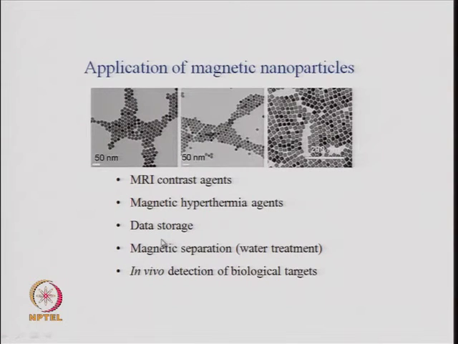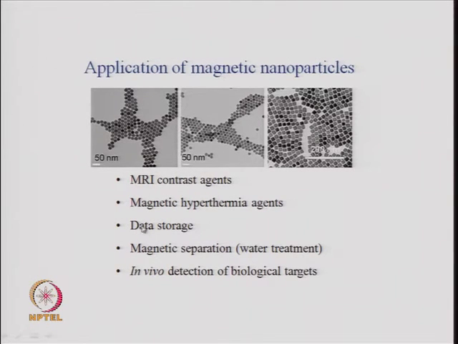Then the third important thing is magnetic data storage, which is a very important part of our day to day life. Other than the magnetic hyperthermia agents, data storage is very important. Most of the hard disks that you use, your CDs, hard disk, your pen drives, they are all data storage devices, and most of them use magnetic methods for data storage. In those places, you can enhance the ability of data storage by using magnetic nanoparticles.